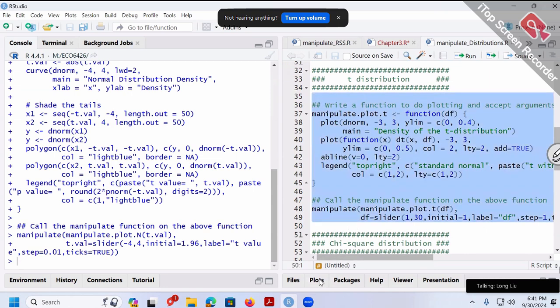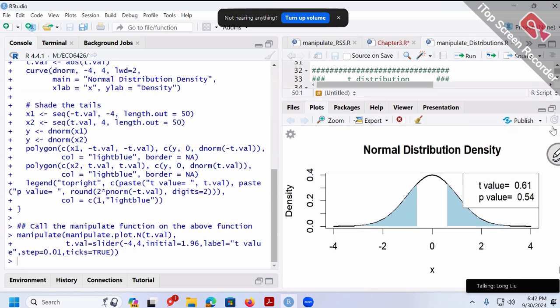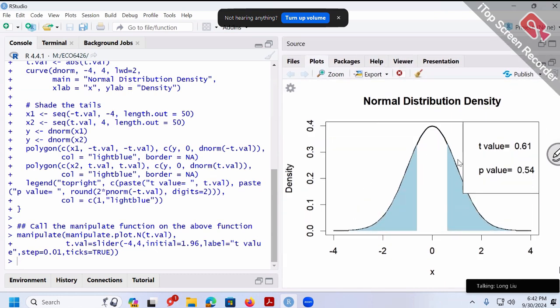Just now the graph is for a normal distribution. This is a bell-shaped curve. This is a normal distribution, right? And so what's the difference between a t-distribution and a normal distribution? Do you guys remember? Did your teacher teach you?